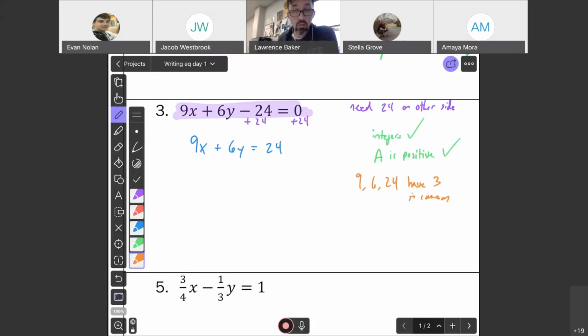So what we're going to do is get rid of that 3. We're going to reduce it out. Sorry, that's horrible handwriting. So I'm going to take everything and divide it by 3. So that's going to be 3x plus 2y equals 8.